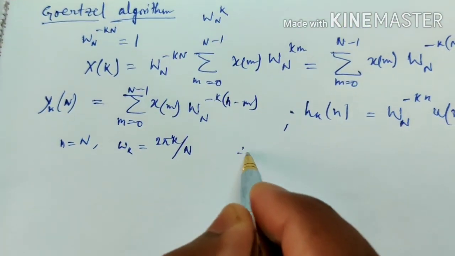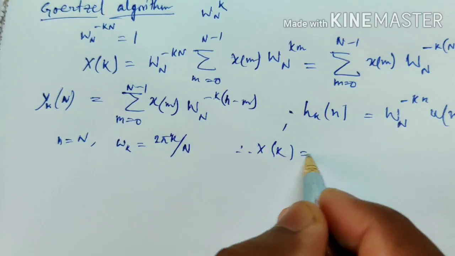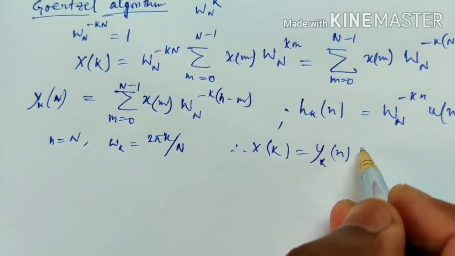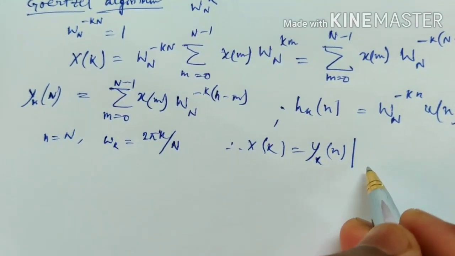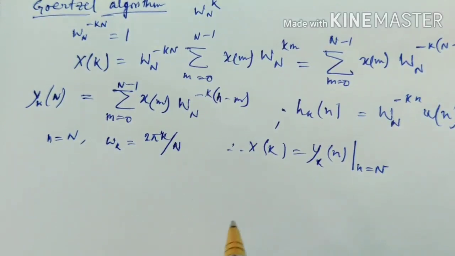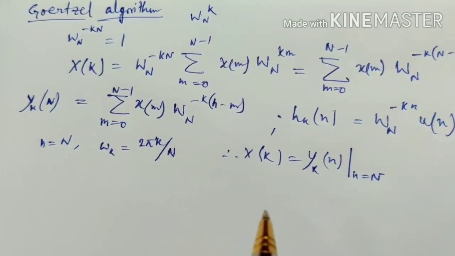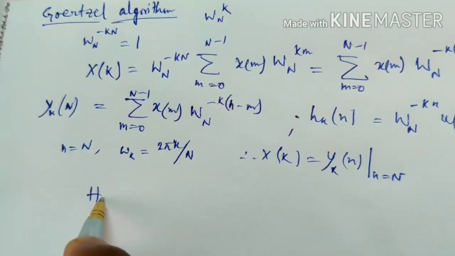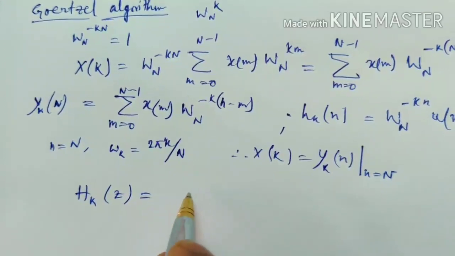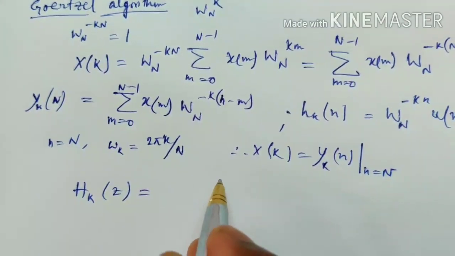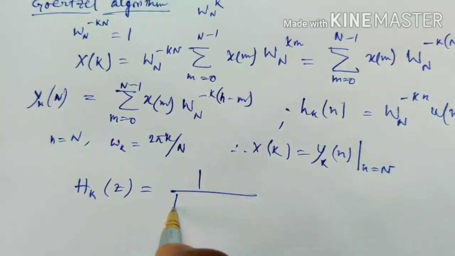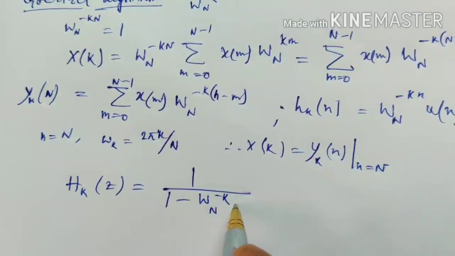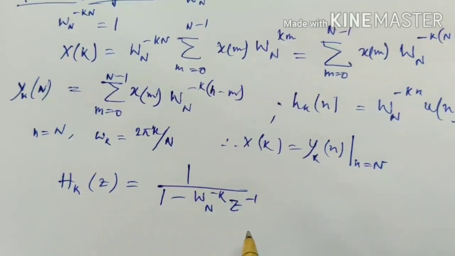So that is x(k) equal to y_k(n), mod value of n equal to N. As we verified by comparing the two equations, the filter with impulse response has H_k(z) equal to 1 by 1 minus W_N to the power minus k into z to the power minus 1.